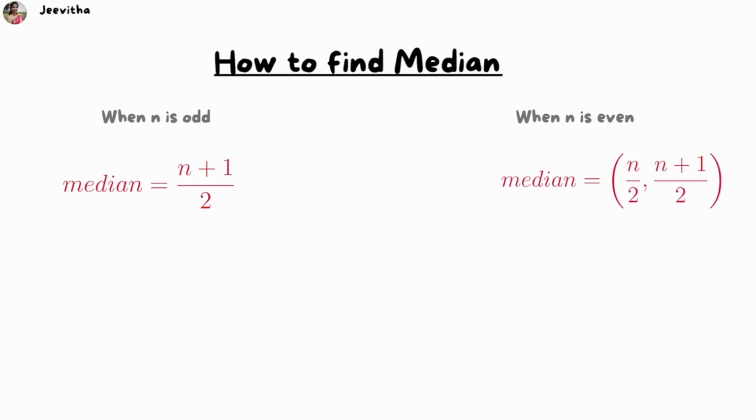Let's see how to find the median. When n is odd, in order to trace the location of the median value, you can use (n+1)/2. When n is even, you can use the formulas n/2 and (n/2)+1, because when it's an even number of observations, we're going to get two values.